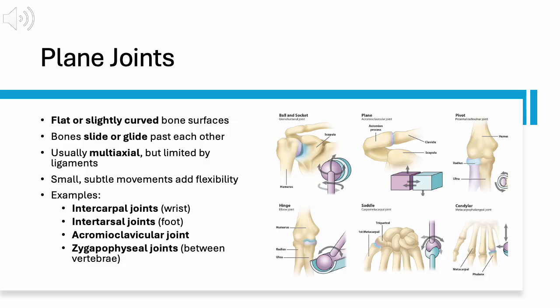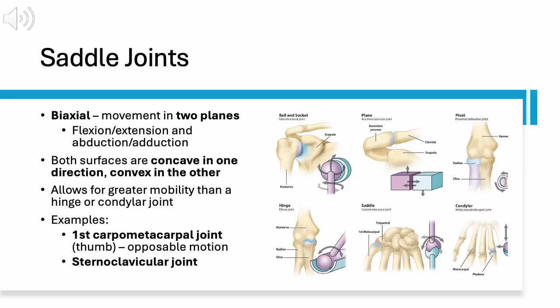What makes these joints important is that their small, subtle movements can combine to create flexibility in areas like the wrist, foot, and vertebral column. Examples include the intercarpal joints in the wrist and intertarsal joints in the foot, which allow the hand and foot to adapt to shifting surfaces. The acromioclavicular joint, where the clavicle meets the acromion of the scapula. The zygapophyseal joints between the superior and inferior articular processes of vertebrae, which allow for spinal movement. Even though they don't provide dramatic motion, plane joints are crucial for fine adjustments and maintaining flexibility in compact, high-stress areas.